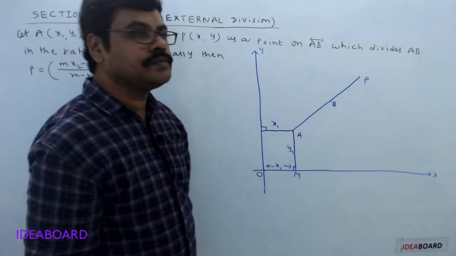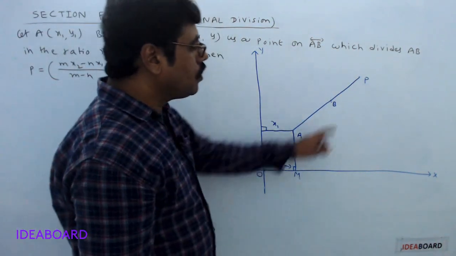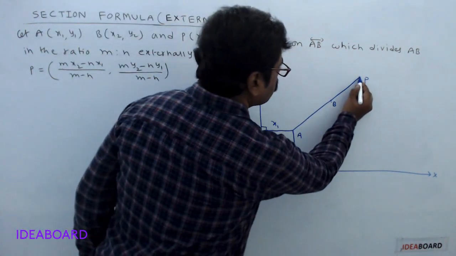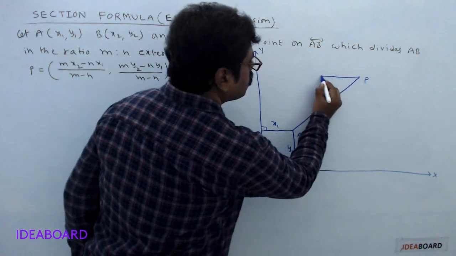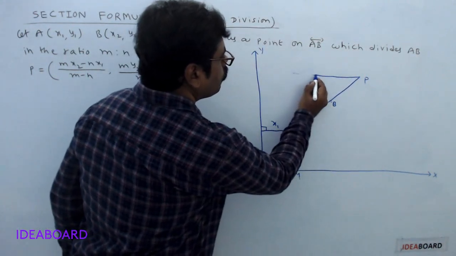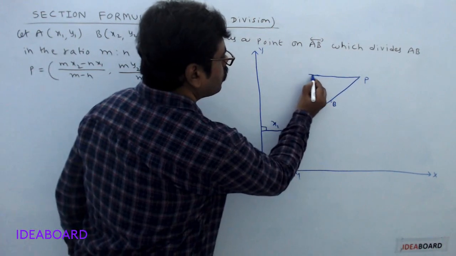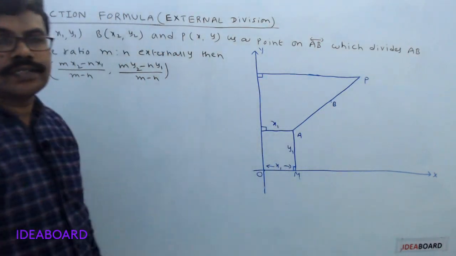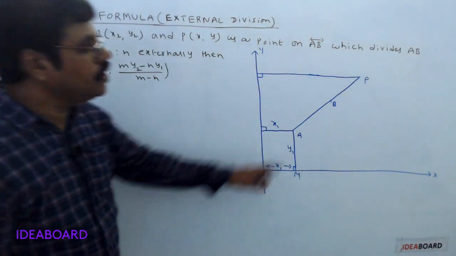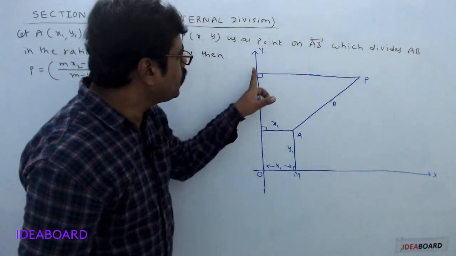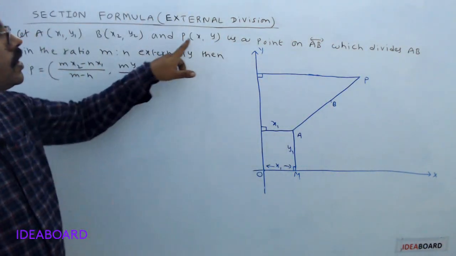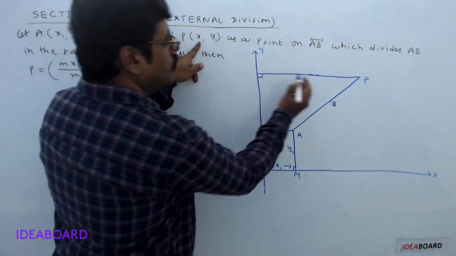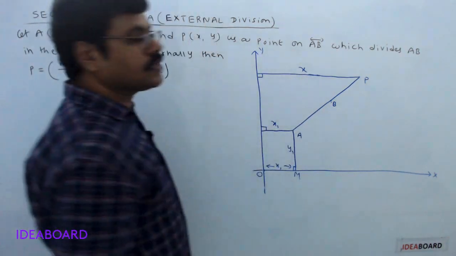Come to this point P. Draw a perpendicular from the point P onto the y-axis. Now this is the perpendicular from the point P onto the y-axis. From the definition of x-coordinate, the distance from the point P to the y-axis is called the x-coordinate of P. So the x-coordinate of P is x. So this length will be taken as x.